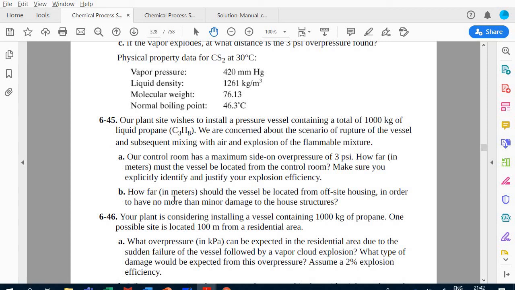And then how far in meters, the R value, should the vessel be located in order to have no more than minor damage to the house structures? So you're talking about some houses, no more than minor damage to the house structures. So go to Table 6.9 and find out what is that pressure for having no more than minor damage to the house structures, and based on that you're going to calculate all the other values to find R. I think that I clarified that good enough. Until then, I think we are done with this chapter number 6.